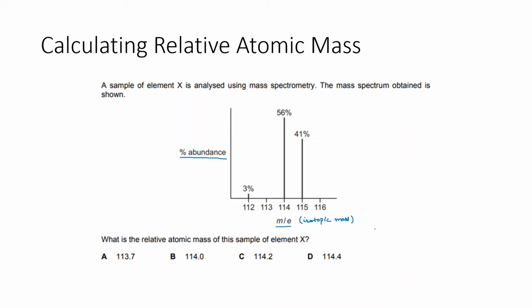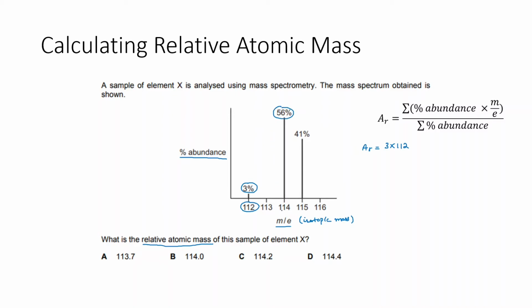So what we're going to do is use that formula to calculate the relative atomic mass of element X. We have the formula over here. Now we're going to look at the percentage abundance of each isotope and multiply that by the mass to charge ratio. Over here we have 3 times 112. Now we do the same thing for the next isotope. We have 56%, the percentage abundance, times the mass to charge ratio, or the relative isotopic mass of that element. It's going to be 56 times 114.